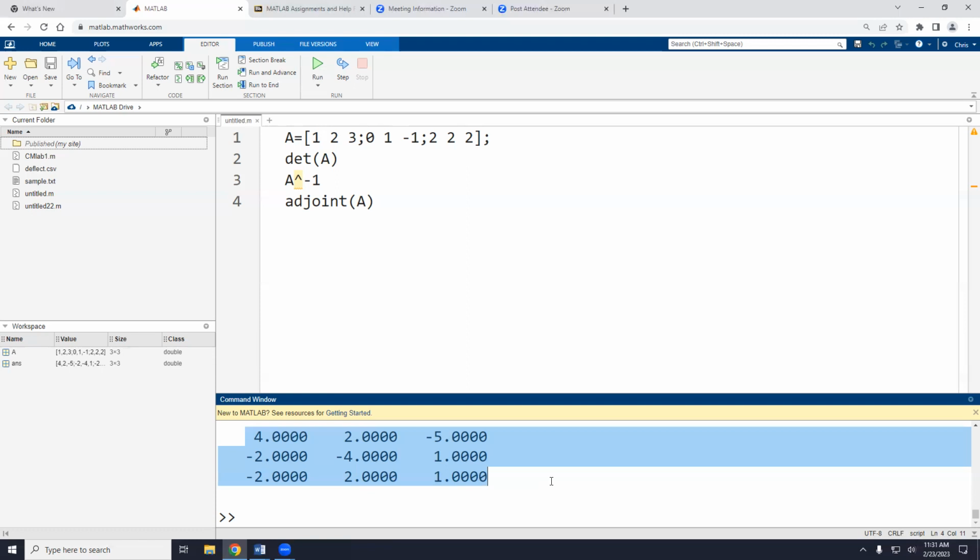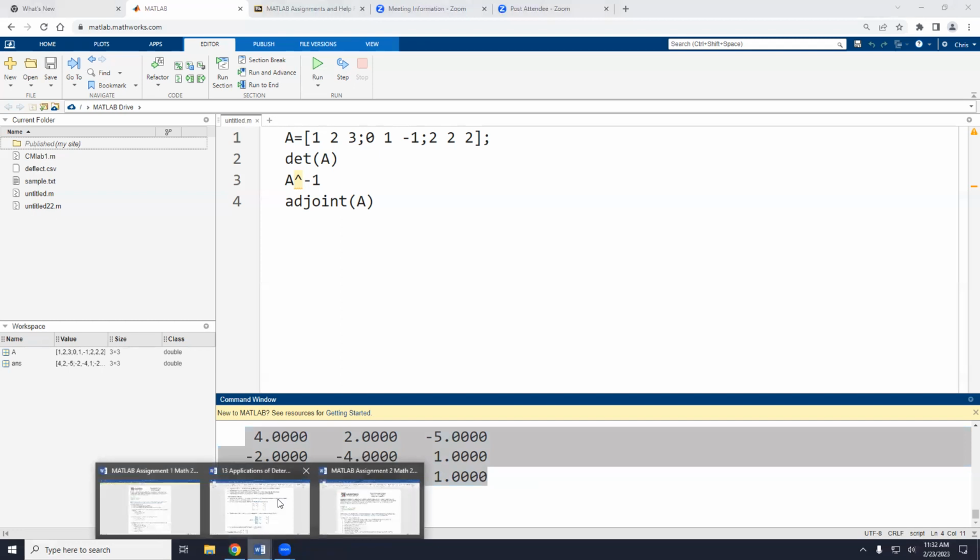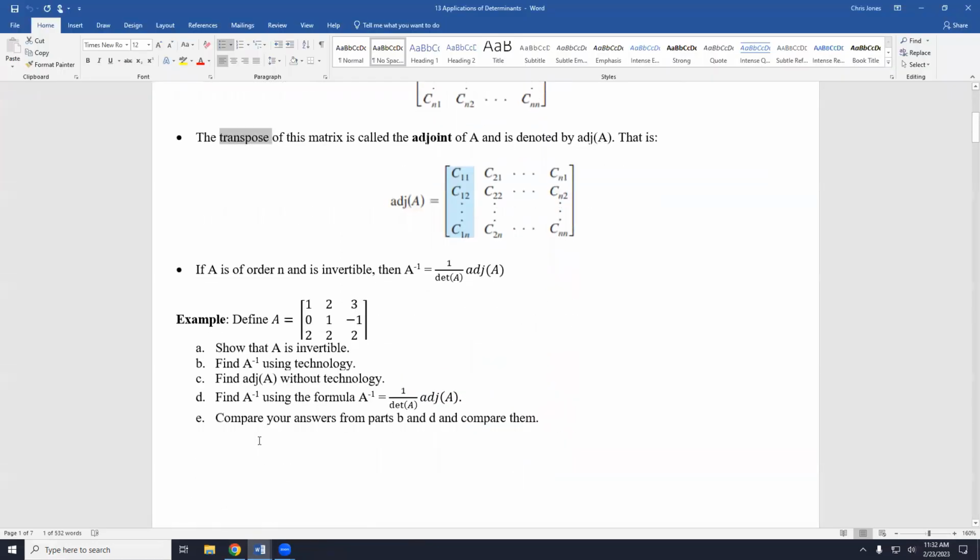All right. Last thing I think what I'm asking you guys to do is, what do I ask you guys to compare? Yeah. Compare your answers from part B and D, same, right? Comment. So same, and here's our comment.